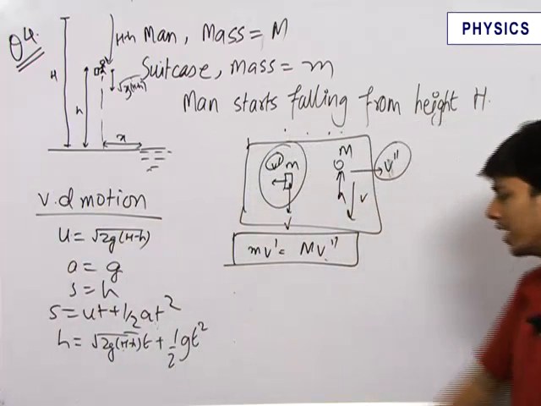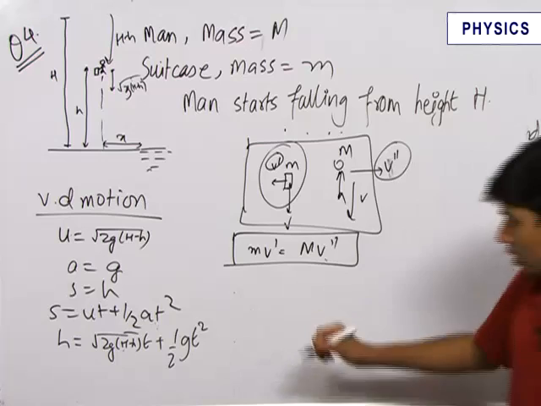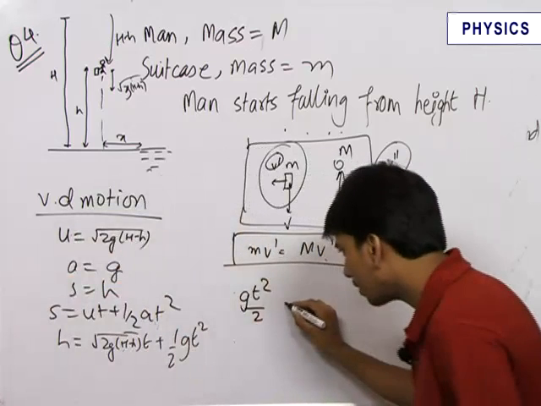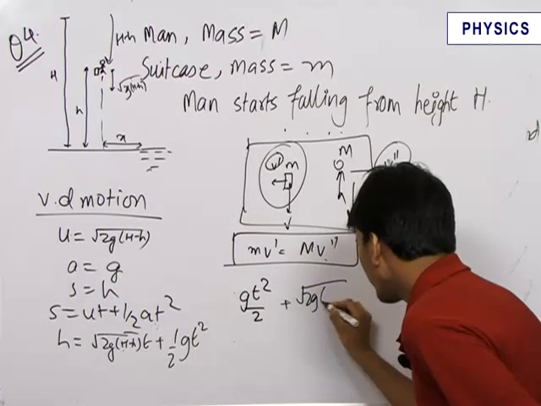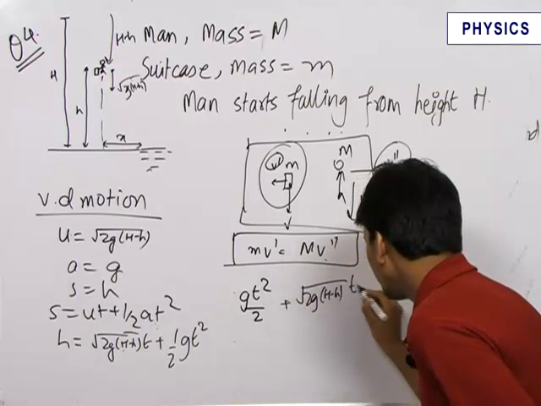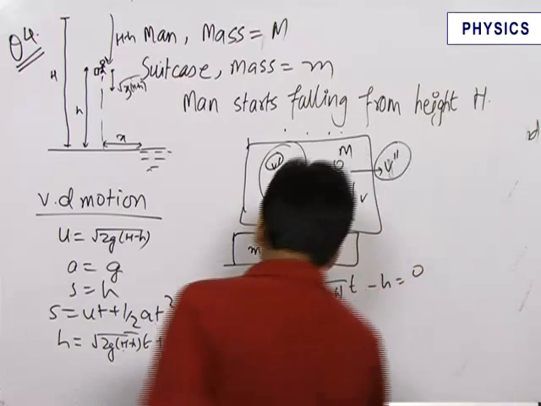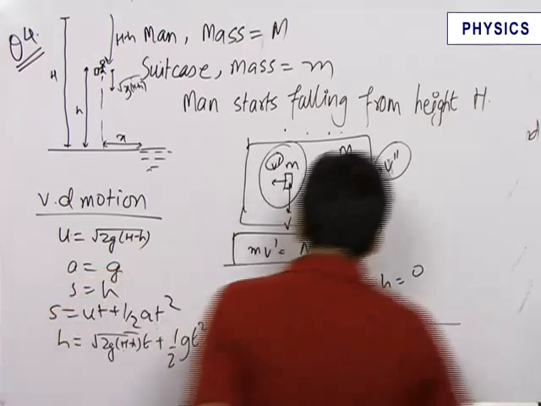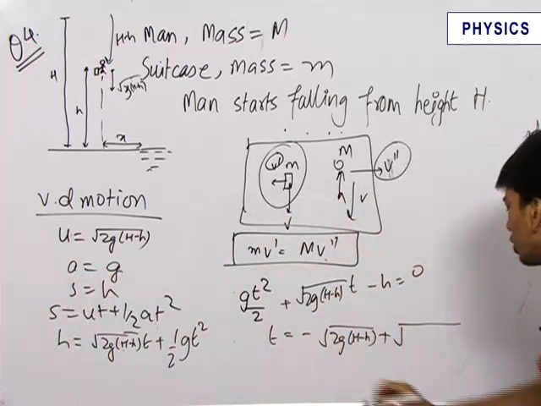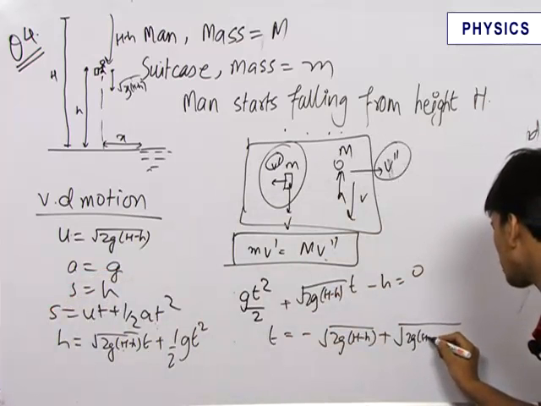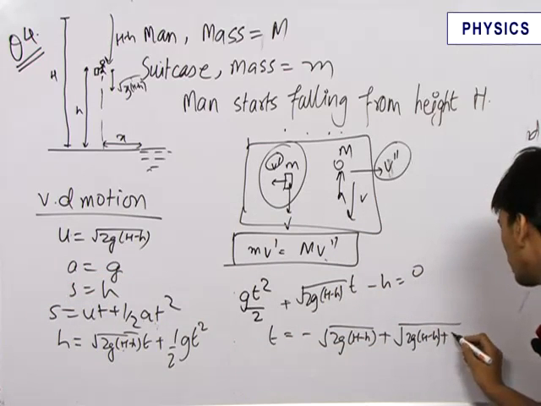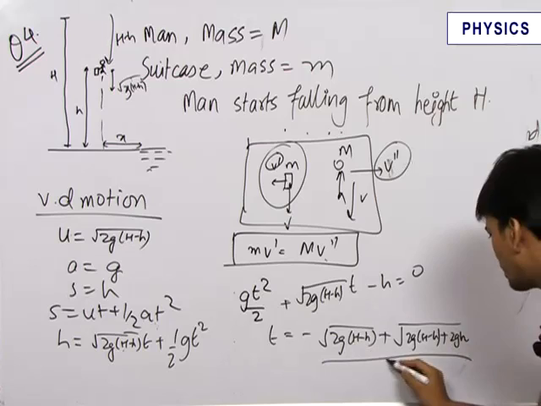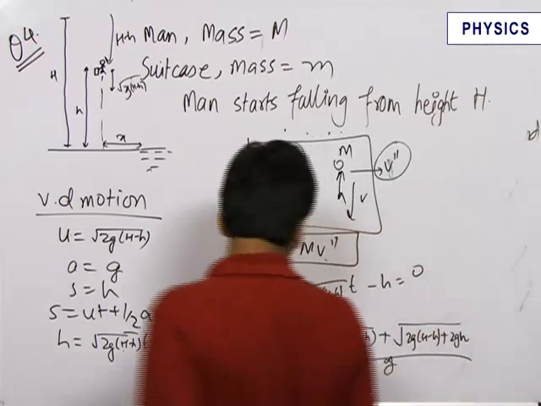This is a quadratic equation in time whose solution can be easily found. So the quadratic equation we get is gt²/2 plus √(2g(h)) minus h into t minus h equals 0. So we get the time as minus √(2g) h minus h plus √(2g(h) minus h), we take the plus sign because time cannot be negative, plus 2gh upon g. So this is our time.